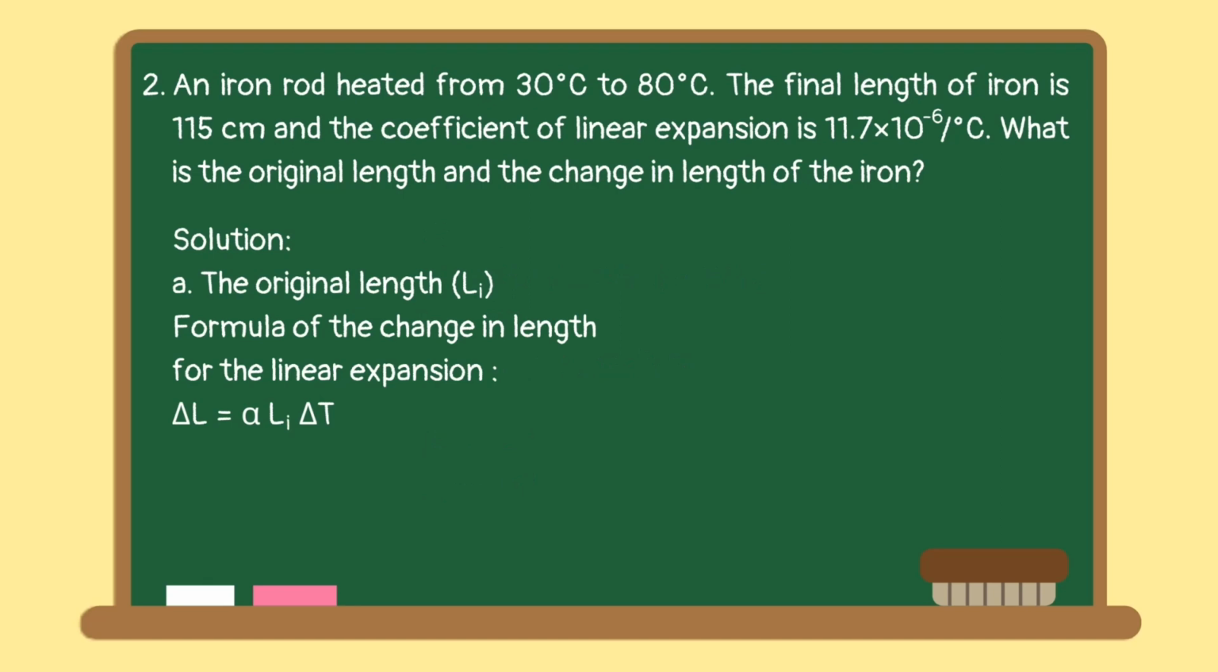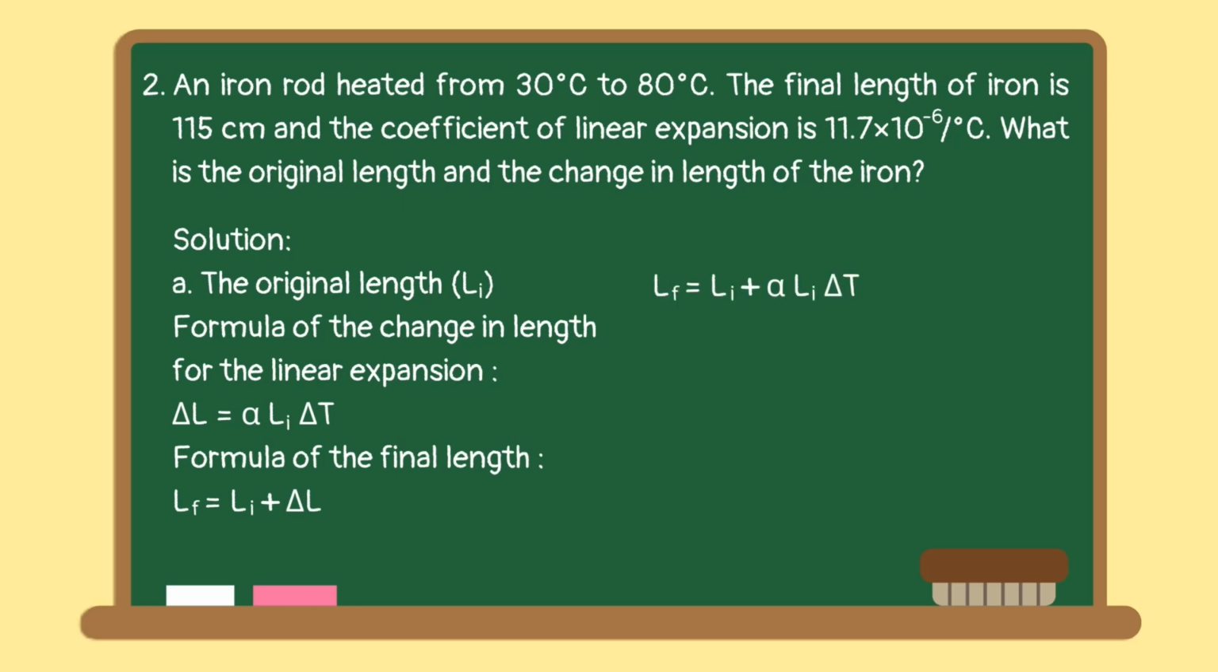We will use the formula of the change in length for the linear expansion, which is change in length is equal to the coefficient of linear expansion multiplied by the initial length multiplied by the change in temperature. And the formula of the final length, which is final length is equal to initial length plus change in length. Relating these two equations, we have final length is equal to initial length plus coefficient of linear expansion multiplied by initial length multiplied by the change in temperature. By factoring out the initial length, we have final length is equal to initial length multiplied by the quantity 1 plus coefficient of linear expansion multiplied by the change in temperature.